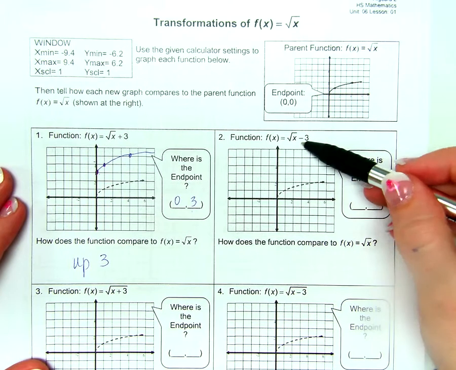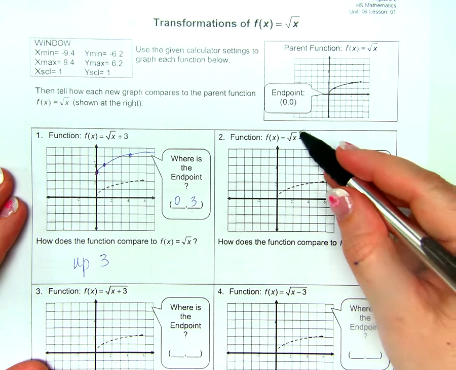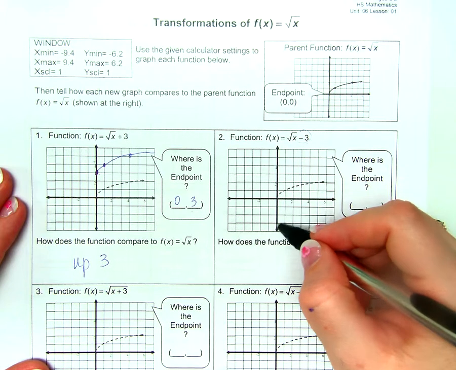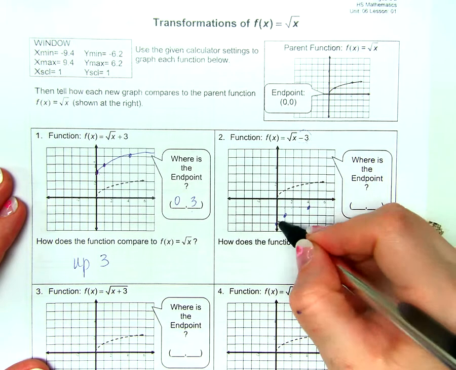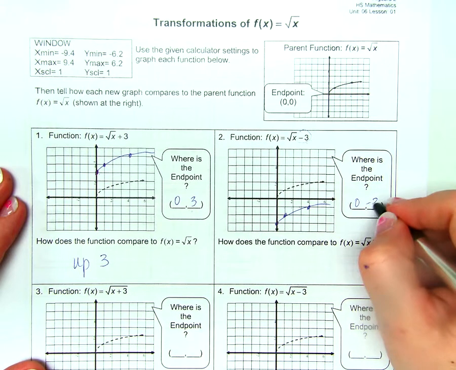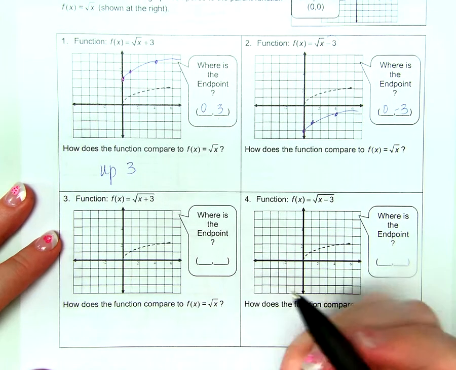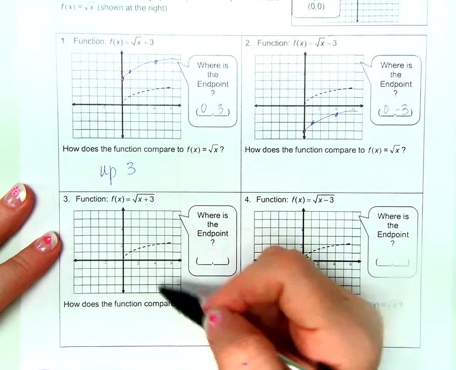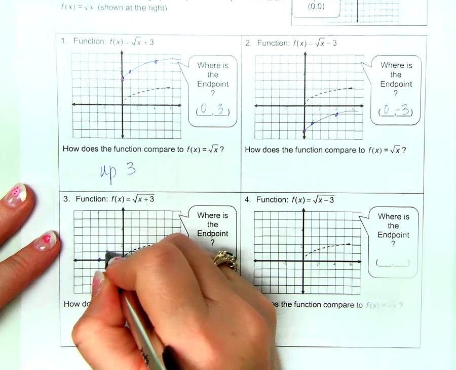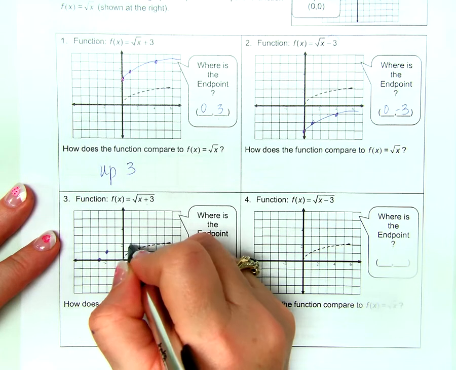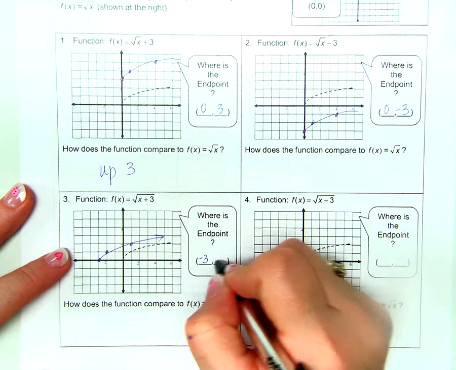Okay, so this one is also outside. So we know it's minus 3, so it's going to move down 3. So it's 0, negative 3. This one's on the inside. It's on the inside, so it's going to move opposite of what direction we think it is. So it's going to move left 3. 1, 2, 3, 4. So this one's actually looking like that, and the endpoint is at negative 3, 0.